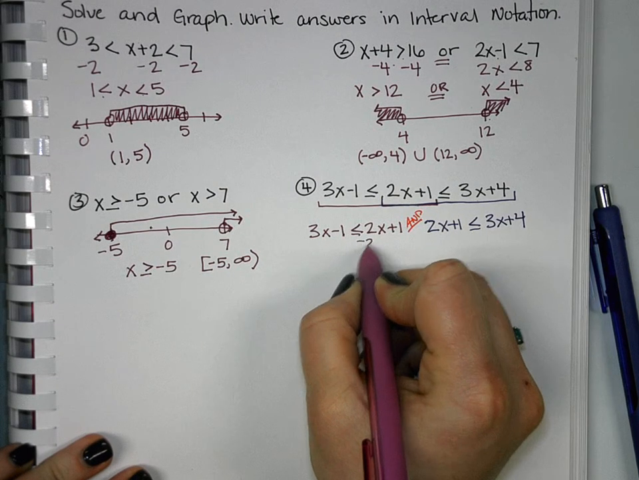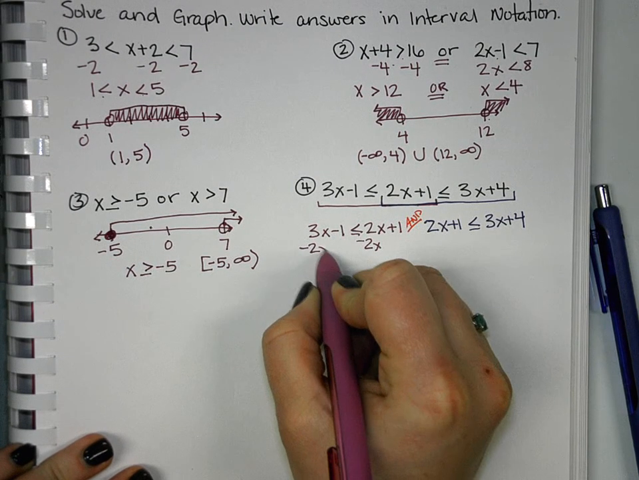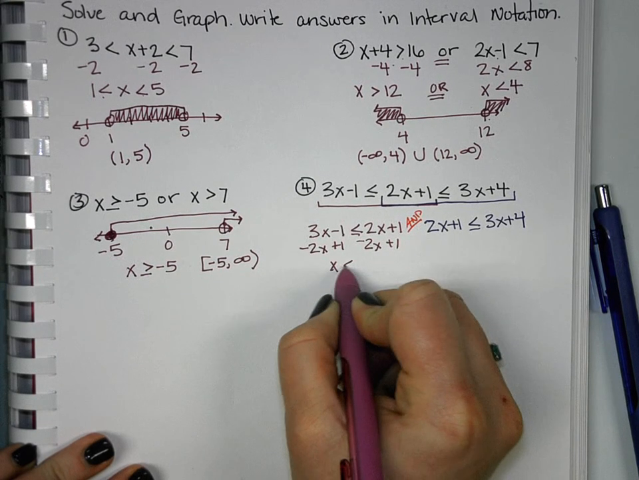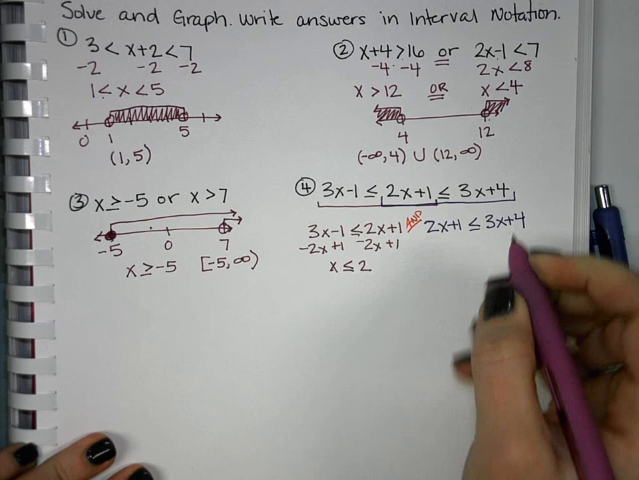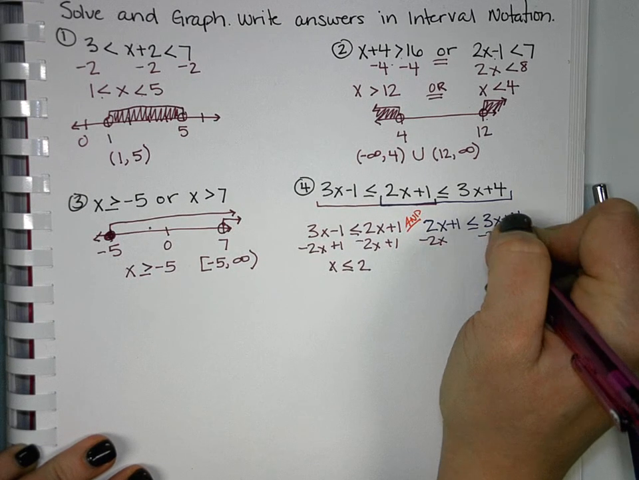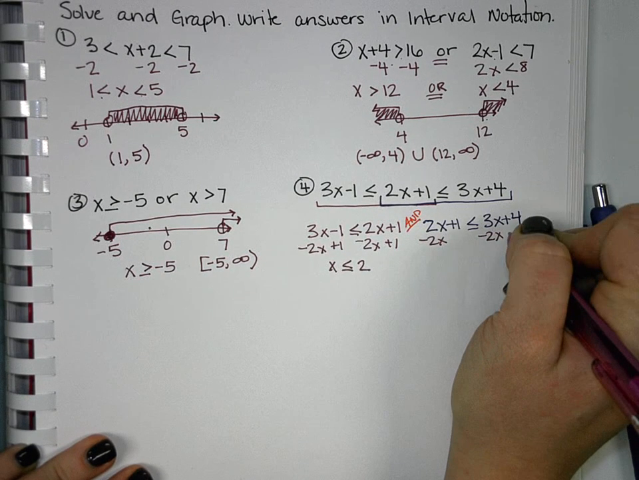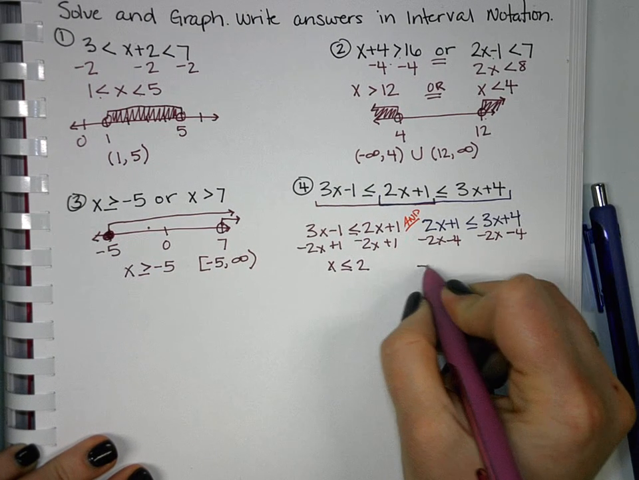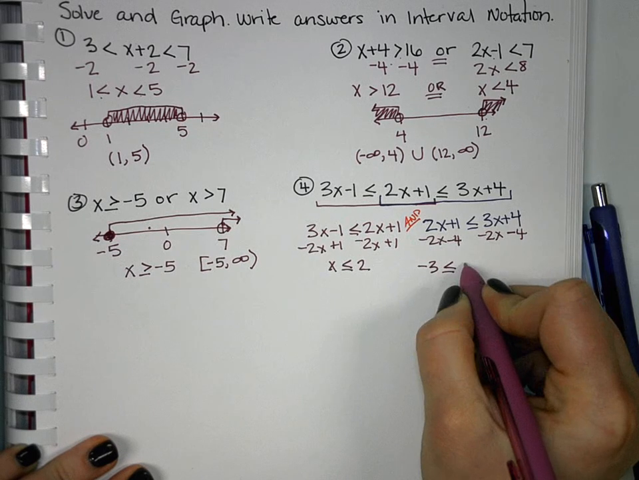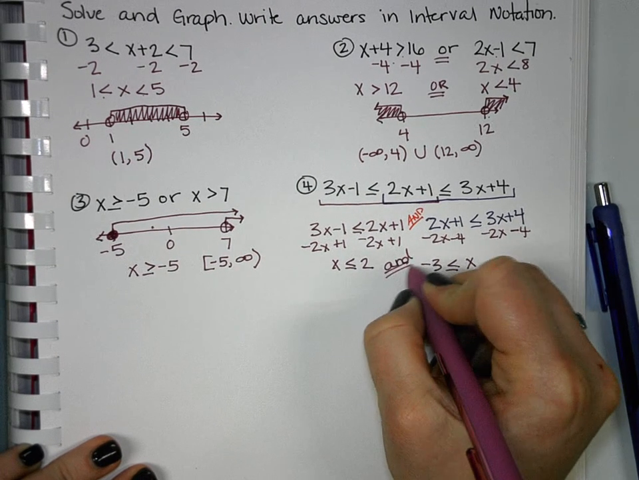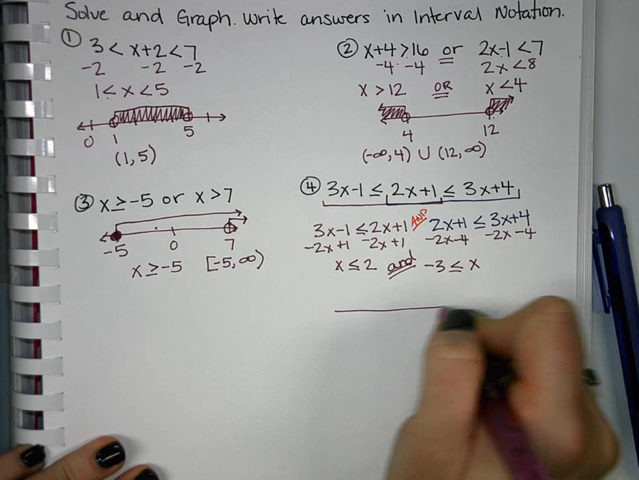So I'm going to subtract 2x to get my x's together and add 1. So I have x is less than or equal to 2. Over here, again, I'm going to subtract 2x from both sides to get my x's together, and subtract 4. So I have -3 is less than or equal to x. Again with the word AND. So we can go to graph it.